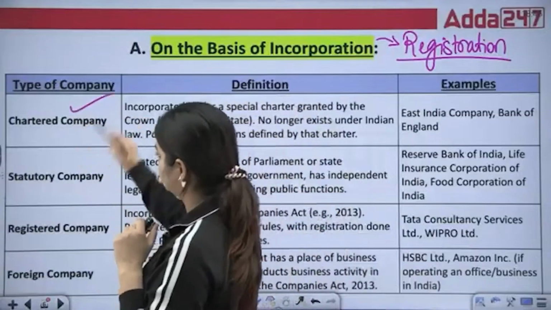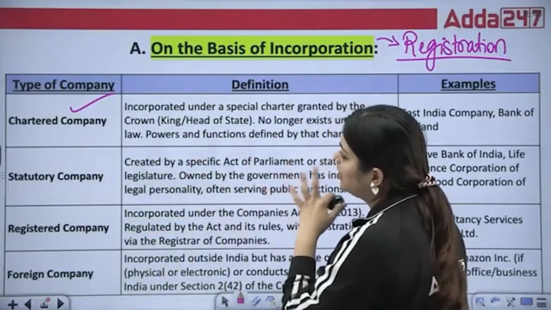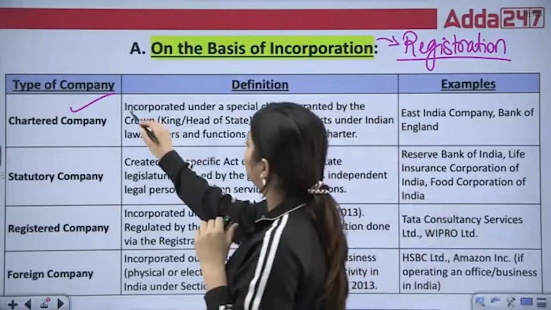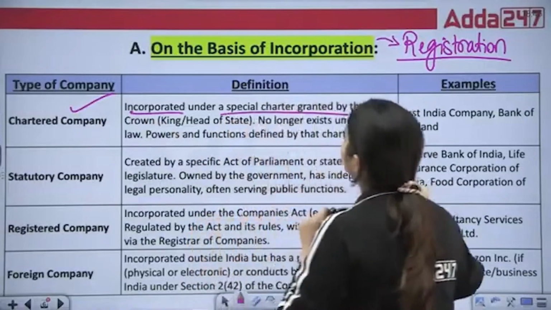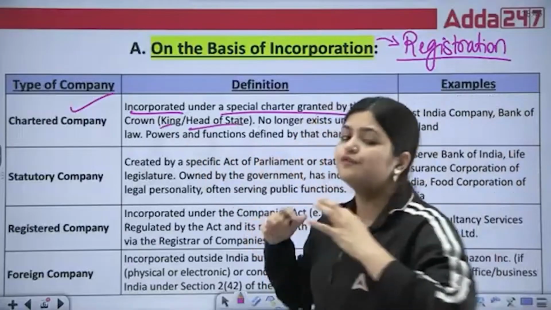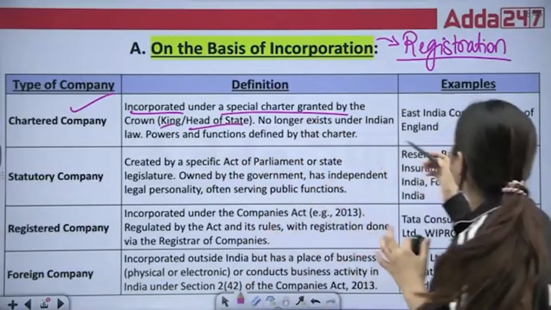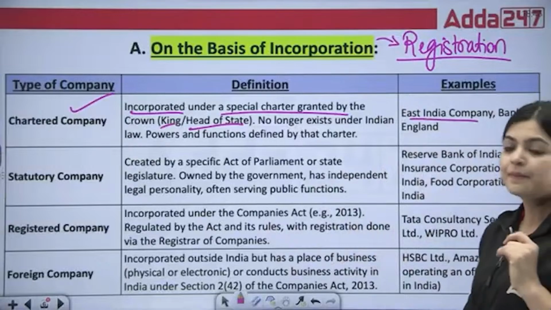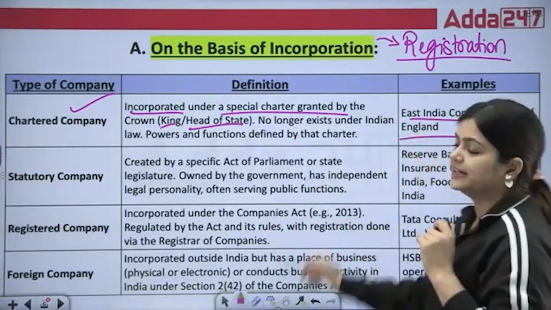Number one, chartered company. If we talk about this chartered company, this is incorporated under a special charter granted by the Crown, especially like the King and Head of State. You can see examples like the East India Company. Yes, Bank of England.